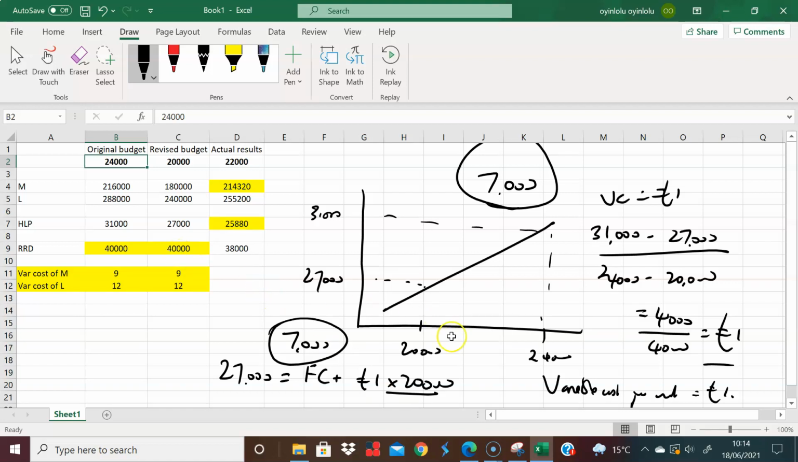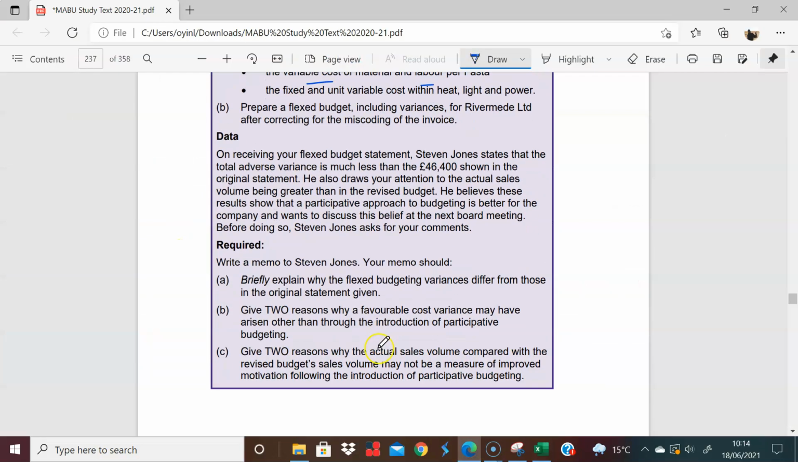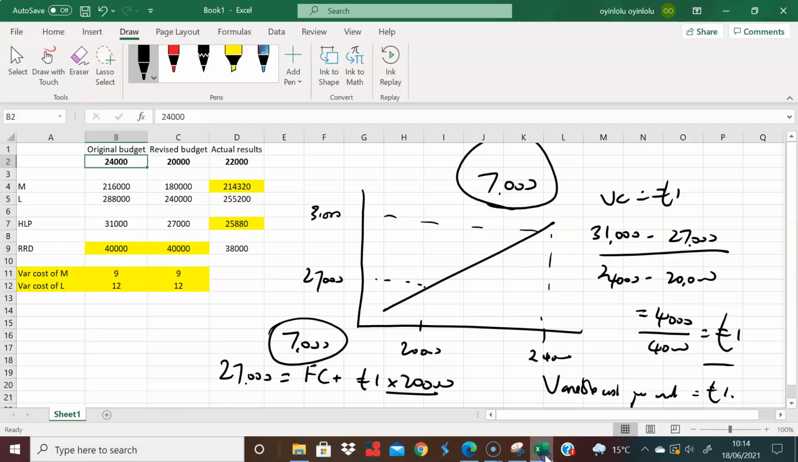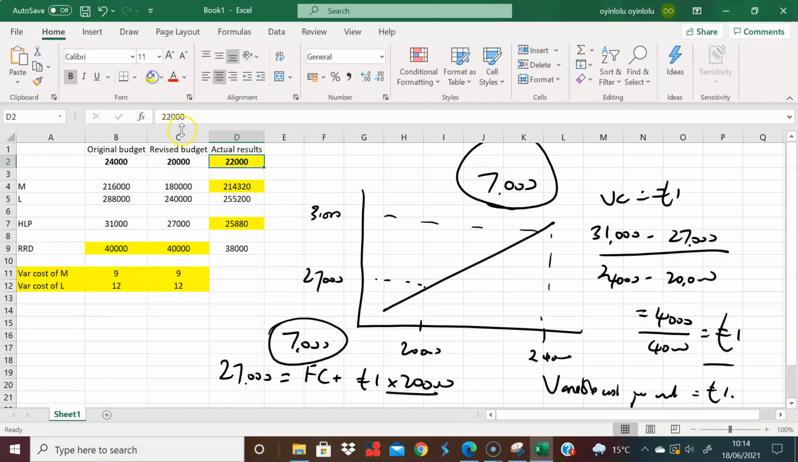Then the question goes on to do a bit of talking. And like I said before, this is important. It says briefly explain why the flex budget variances differ from those in the original statement. Well, then the question says prepare flex budget. So we actually have to prepare a flex budget. So let's prepare the flex budget. The flex budget is, of course, at the 22,000.